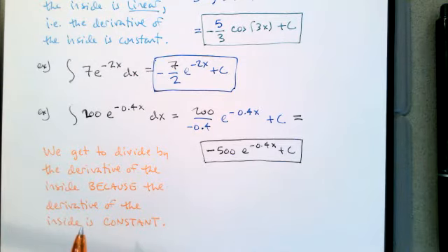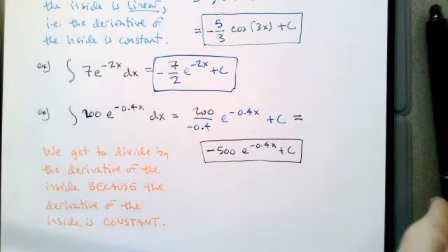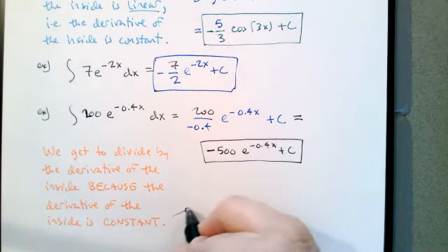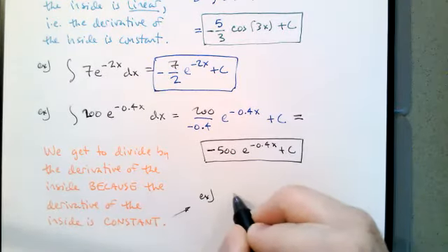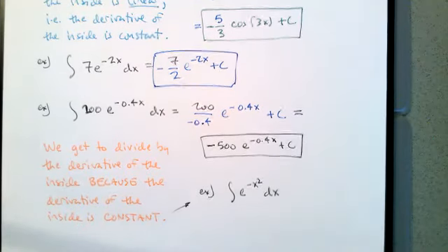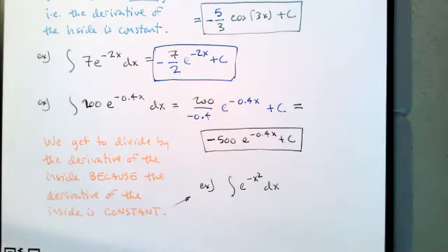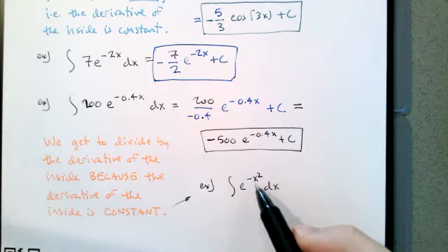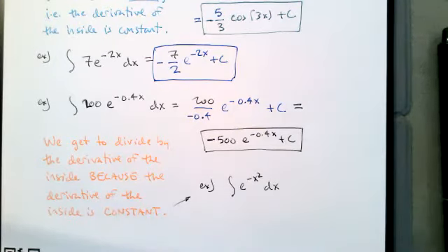So if we wanted to do something like the integral of e to the minus x squared, like we had before, we don't get to divide by the derivative of the inside because the derivative of the inside is not constant. So for example, we don't get to just divide by the derivative of the inside because the derivative of the inside is not a constant.